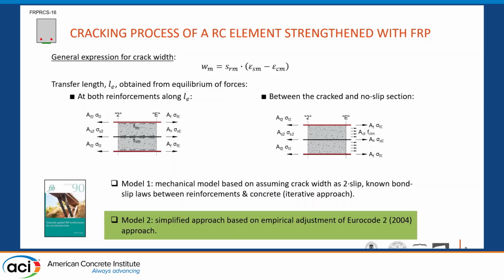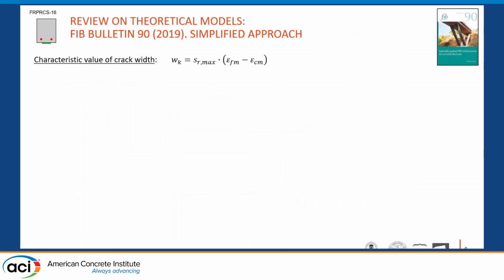One is a mechanical model that assumes that the crack width is 2 times the slip, both at the height of the steel reinforcement and at the height of the FRP, and a known bond-slip relationship. The problem here is that this bond-slip relationship depends on many factors, and this gives us an iterative approach. We thought that this was not a straightforward formulation for designers, so we evaluated the second model, that is a simplified approach that is empirically adjusted from Eurocode. So this is the simplified model.